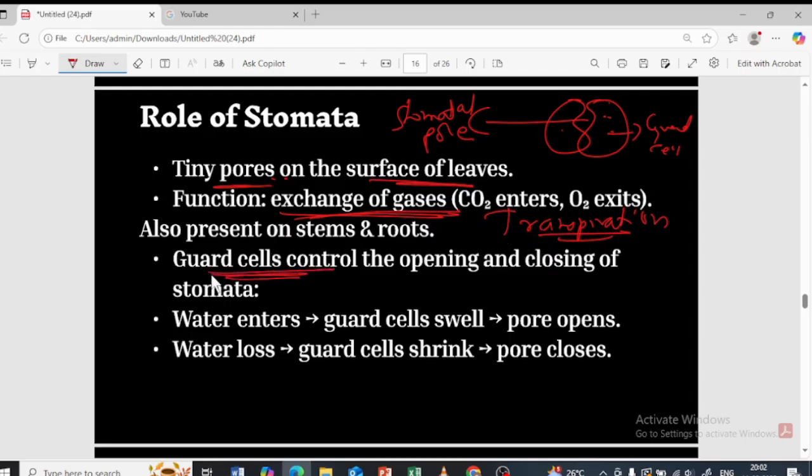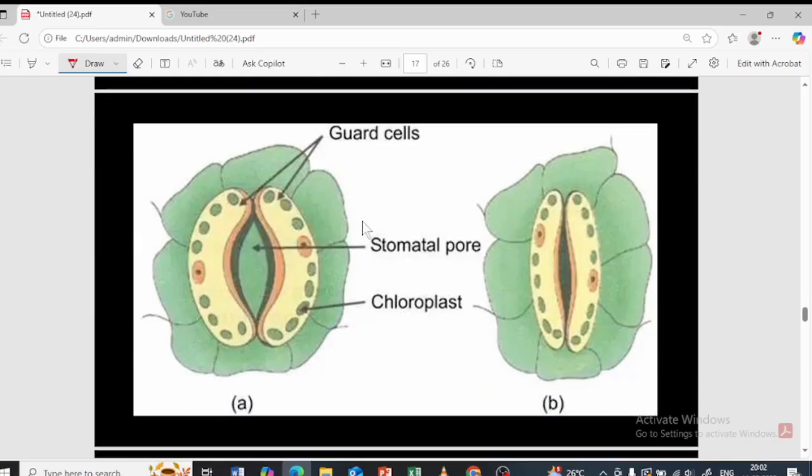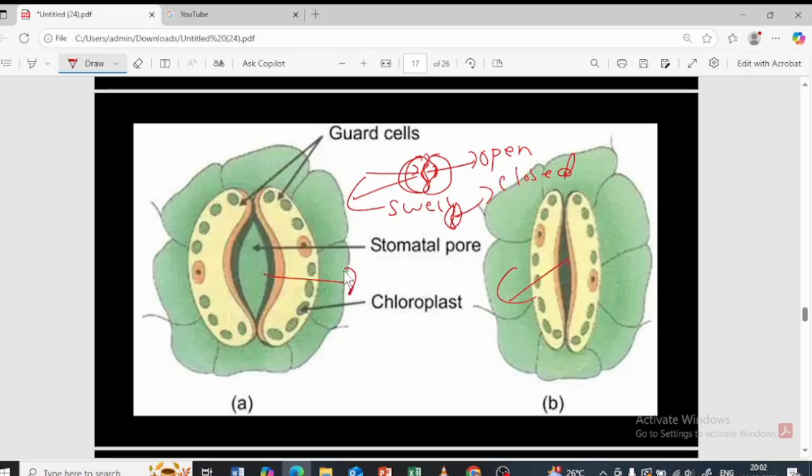The guard cells basically help in the opening as well as closing of the stomata. If this is the guard cell, when water enters, the guard cells swell. When they swell, the stomatal pore opens. Understood? When the water gets out of the guard cell, it shrinks. When it is shrinking, the stomatal pore gets closed. So this is how the opening and closing of the stomata takes place with the help of the guard cells. The water exits here, and enters here.